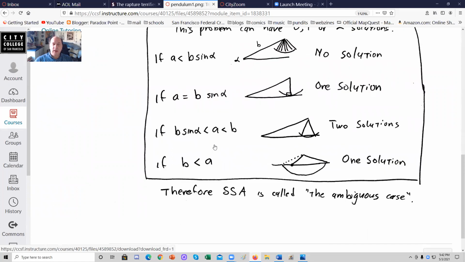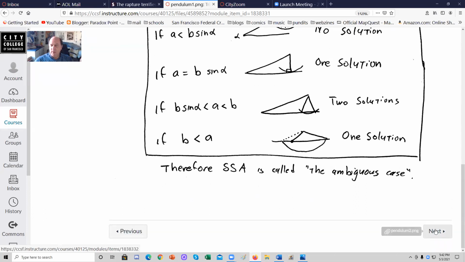If B sine alpha is less than A is less than B, then there are these two solutions, and the pendulum grazes the ground twice. And if B is less than A, then this side A skims the ground here backwards, which we throw out, so there's only one solution. All right, that's the ambiguous case.